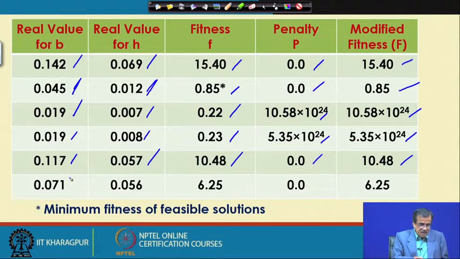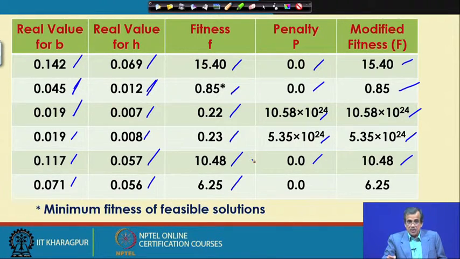For the sixth GA string, this is the real value for B, the real value for H, and I can find out the value of the objective function. There is no violation of the functional constraint. So, the penalty term is put equal to 0 and the modified fitness is 6.25 and that is the same as the original fitness. So, for the whole population I am able to find out the fitness or the modified fitness.